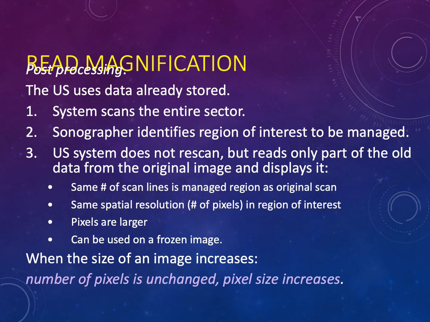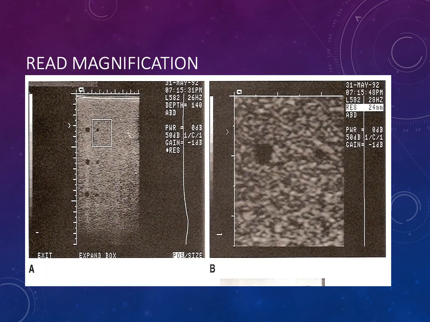So we already have the image in memory when we freeze, and when the size of an image increases, the number of pixels is unchanged, but the pixel size increases by stretching them. So here, this is a sonographer. After freeze, you have an area of interest and you're questioning it and you want to magnify it, you can zoom in on part of this image. So we're working on the old image. The old image is preserved. You zoom in on part of the old image and magnify it. It's like stretching the pixels. The number is unchanged, but the size of the pixel changes.